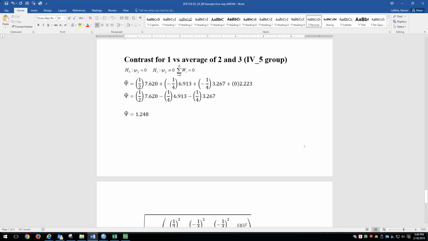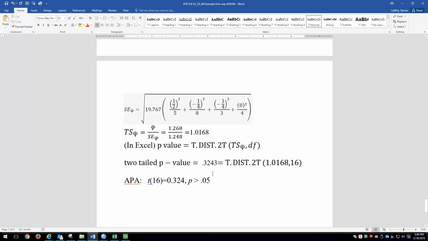Now one way I can do that, the book uses some larger numbers, you can use those as well. But we're going to go ahead and use these fractions for our weights. So we're going to use 1, and our two weights are -1/2 and -1/2, and then 0 because we're not using group 4. Now we do the math there, and as you can see, we end up with a t-test down here, 16 degrees of freedom, its value 0.324, and p greater than 0.05.